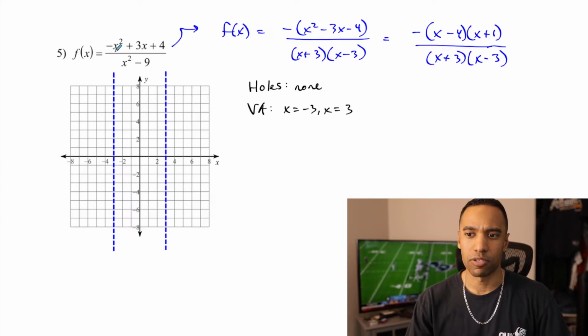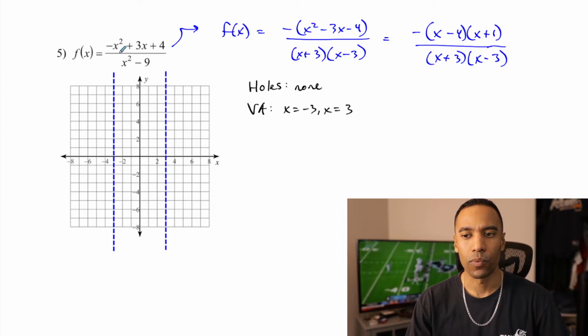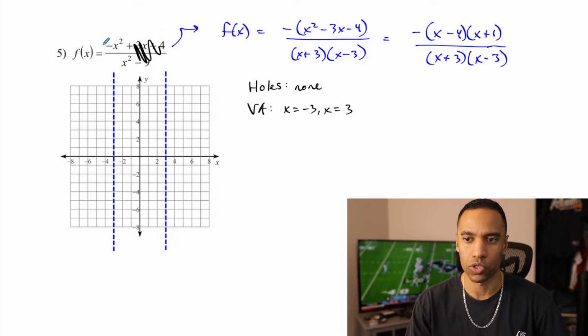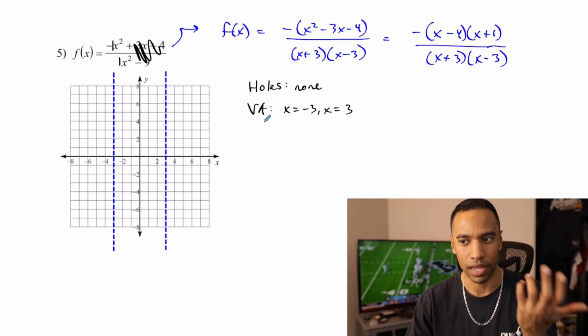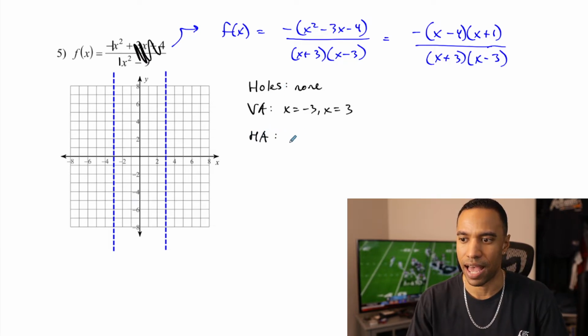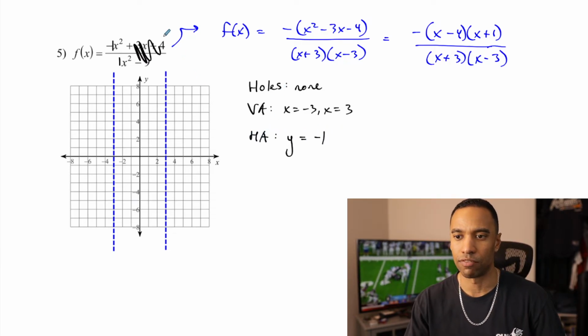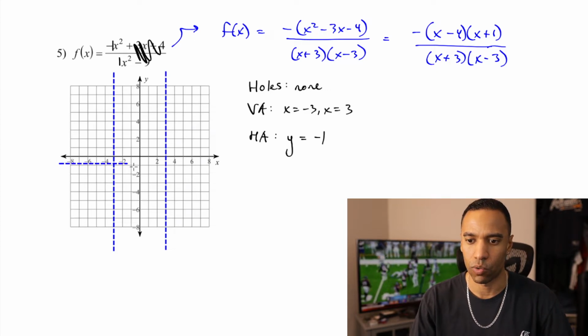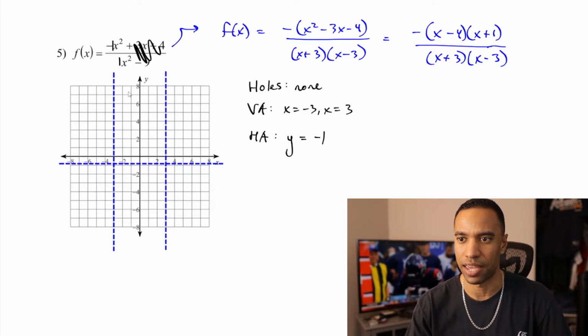Okay, horizontal asymptote or what? We got a tie here, so ignore these. We're just looking at negative 1 over positive 1. Hey, we've seen that before. That's going to be at y equals negative 1. So we have a horizontal asymptote at y equals negative 1 because of the tie.